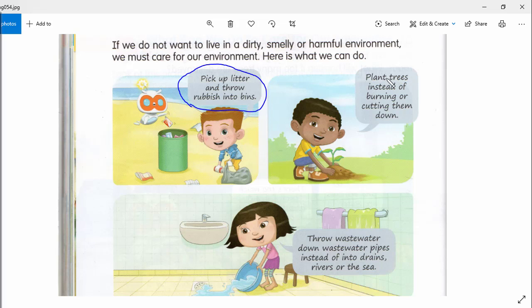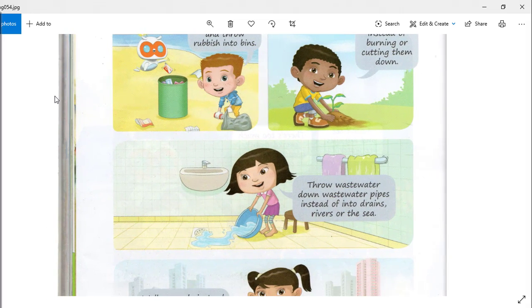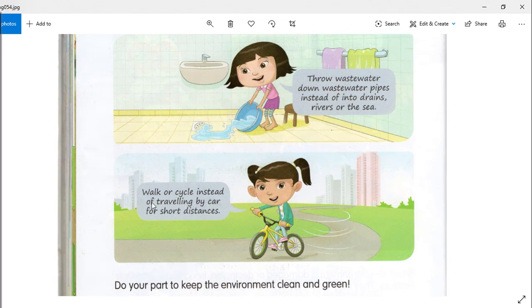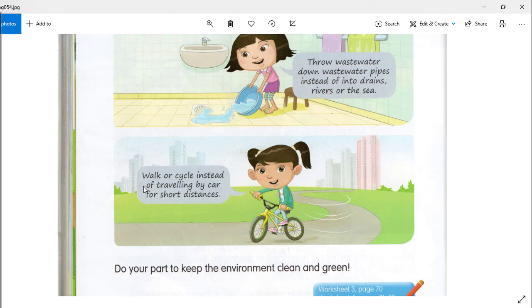The second one, we can plant trees instead of burning or cutting them down. Okay, there's a bad thing, of course. Next, throw wastewater down wastewater pipes instead of into drains or river or even the sea. And we can walk or cycle instead of traveling by car for short distance. Yeah, for long distance you can use bus. So not all people will use their car. So less car, less pollution for sure.